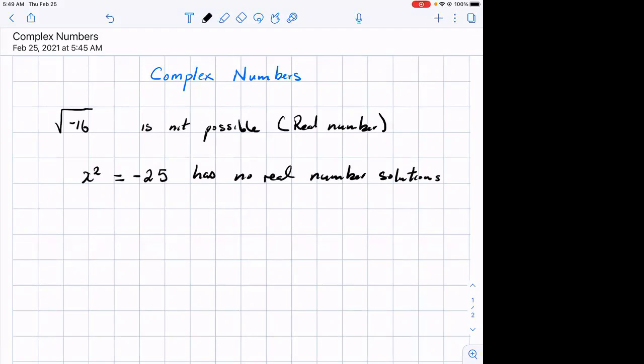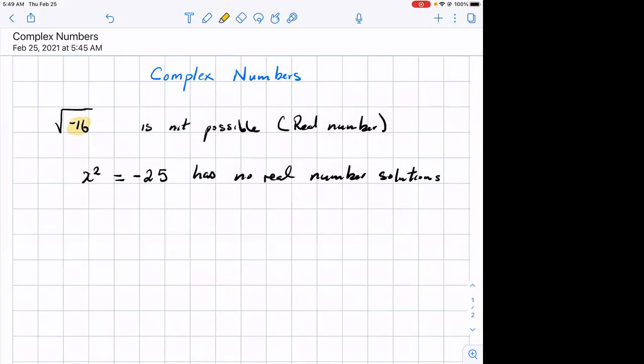This is because the square root of a real number is always positive. The square root of a real number should be positive. So we have been unable to work with square roots of negative numbers. Complex numbers now will give us the ability to work with these.